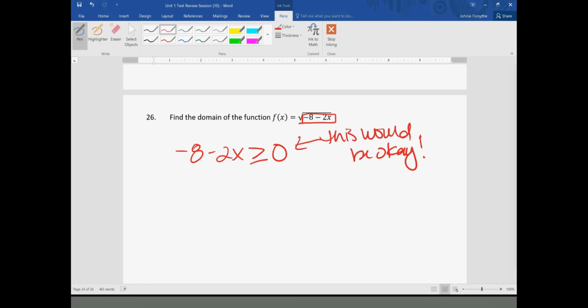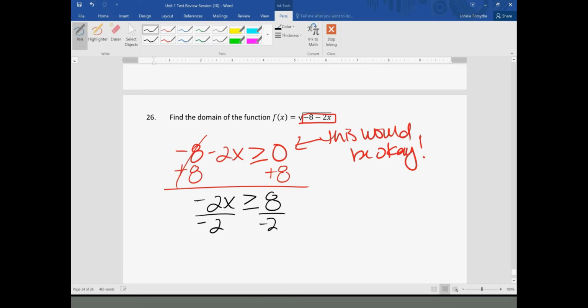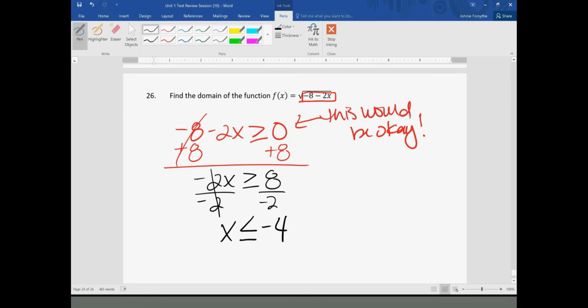So we will solve for x by adding the 8 because we want to get x by itself. So we want to get that term with x by itself. So we have negative 2x is greater than or equal to 0 plus 8, which is 8. And then we're going to divide by negative 2. And if you divide or multiply across the inequality by a negative, we have to flip that inequality sign. So we have x is less than or equal to 8 divided by negative 2, which is negative 4. So that's the domain in set builder notation.